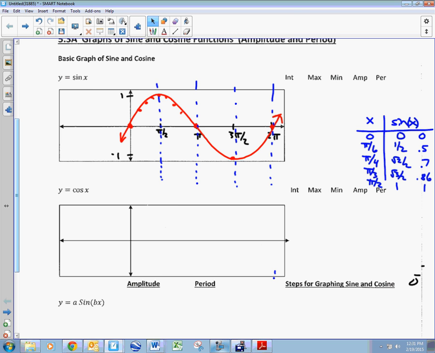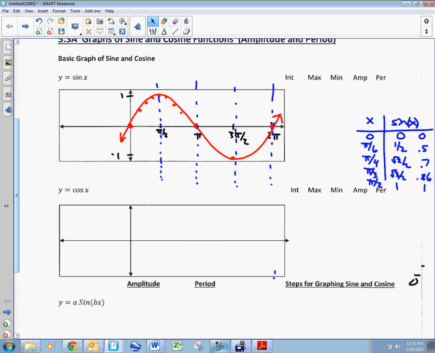Does sine have to do with x or y? It has to do with y. Where is y positive? Which quadrants? 1 and 2. So look, the graph in the first quadrant is above the x-axis. Second quadrant, above the x-axis. Where is sine negative? Third and fourth. Well, third quadrant, fourth quadrant, it's below the x-axis.